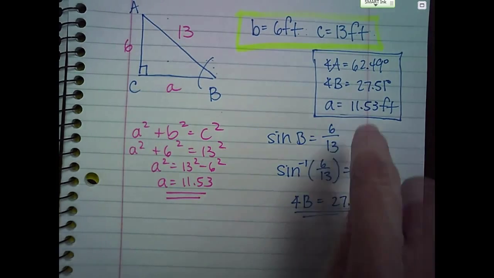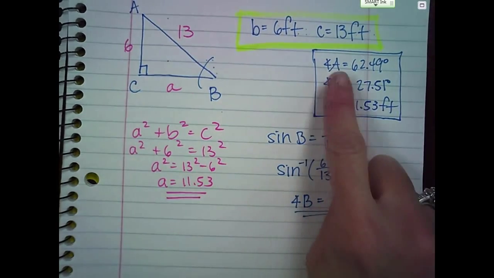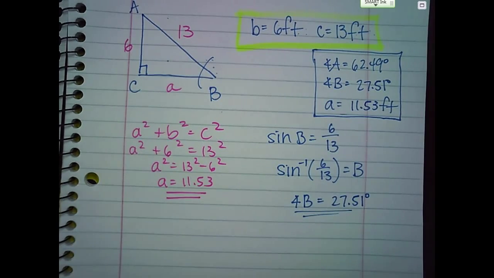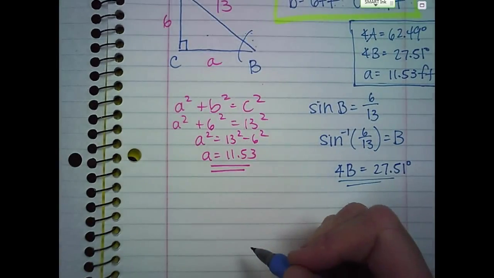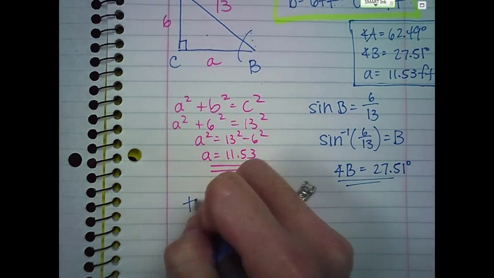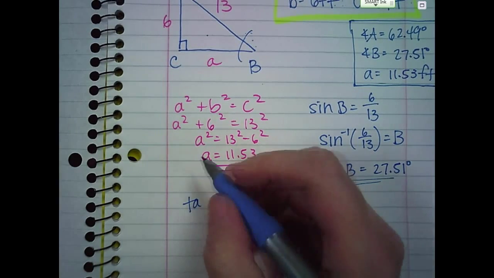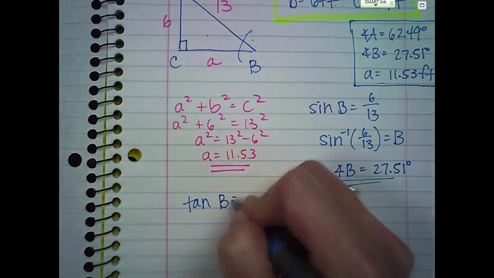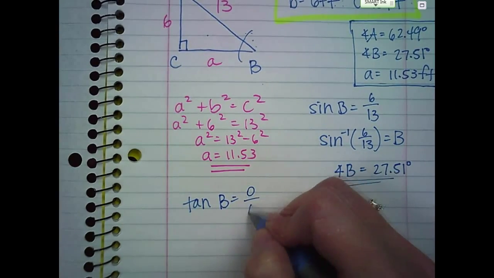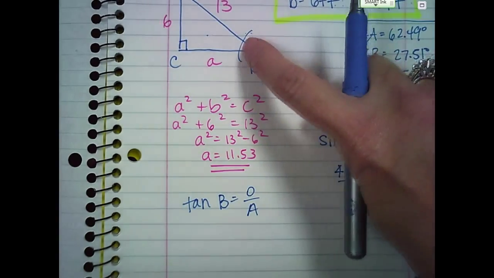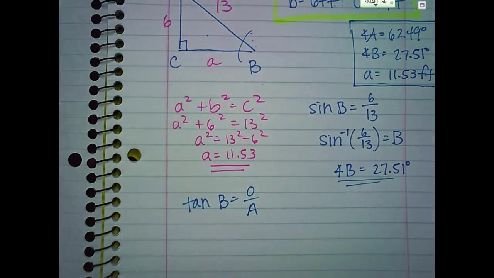You got angle A was what? Okay, so tell me what you wrote down. How'd you find A? What'd you write? Like tangent of B? Okay, equals what? So I have to do opposite over adjacent. So what's its opposite?